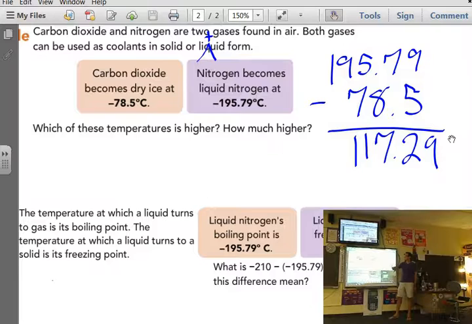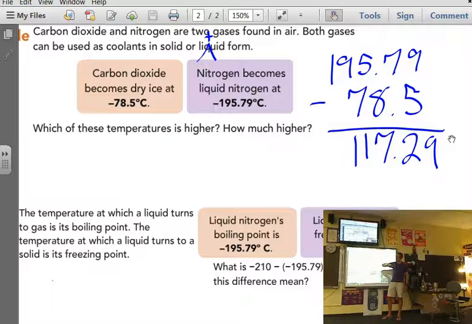So here's the deal. What we're trying to recognize here is that distance between values, or the difference between values, is always represented as a positive number. And if we had set this up as this value minus that value, or that value minus that value, we would have gotten a positive answer as we work through our problem. So when we say which of these temperatures is higher, well, since they're both negative, which one's higher is really asking which one's closer to 0.